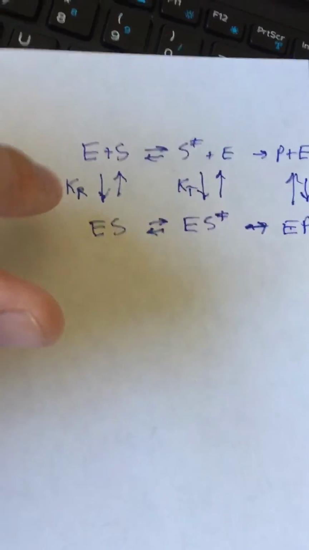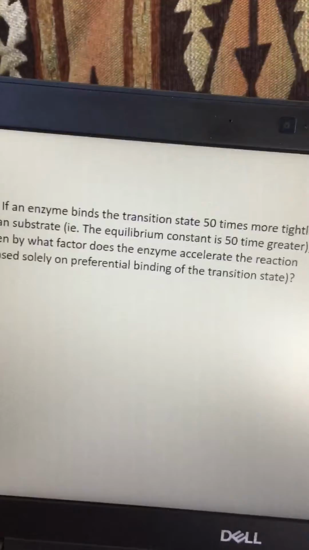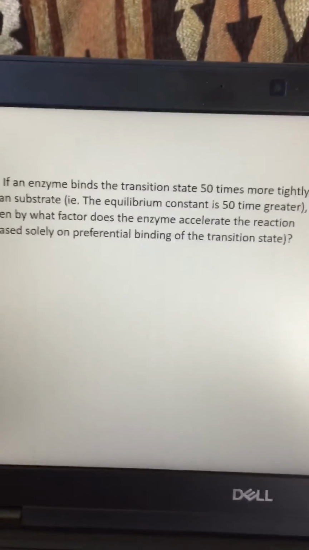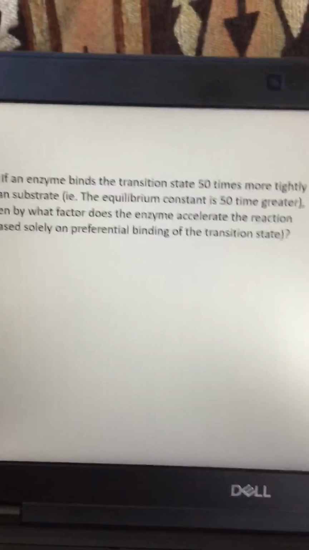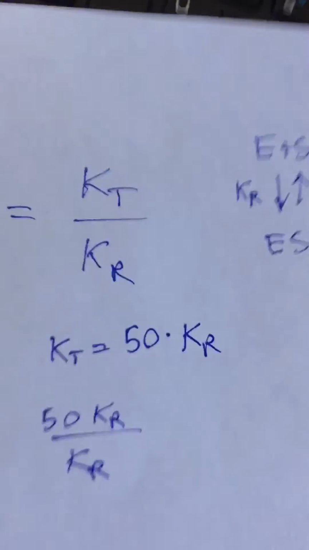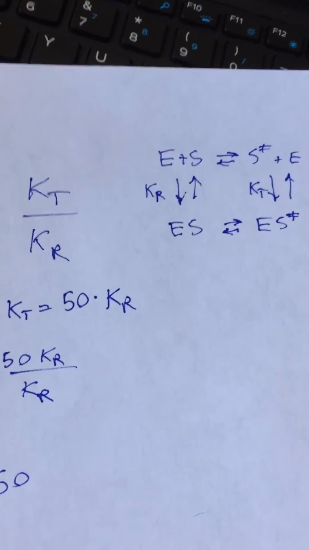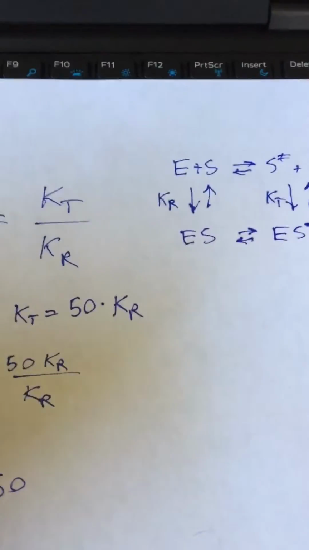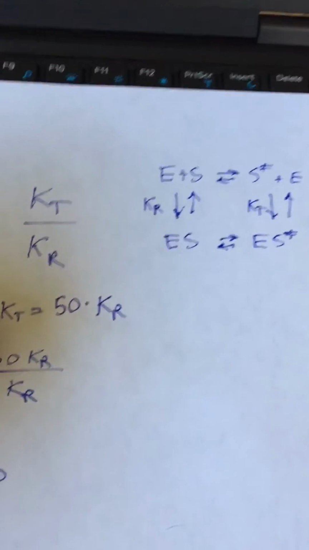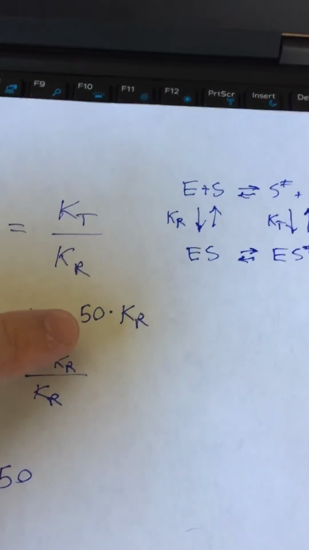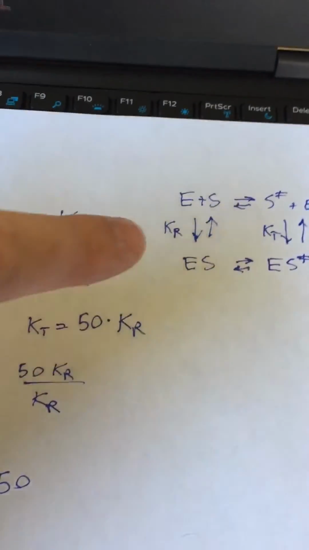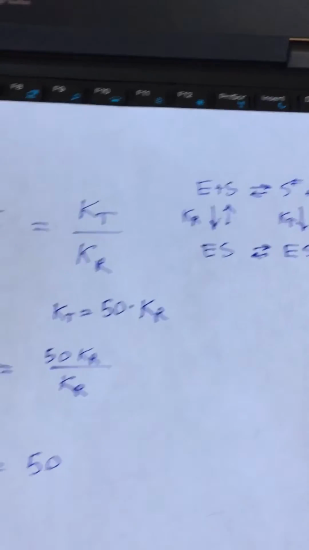So the question now is saying that if the enzyme binds a transition state 50 times more tightly than the substrate, right? Well, what does that mean mathematically? Well, that means that Kt, right? So think about the affinity of our enzyme binding the transition state here. Right? Kt is going to be equal to 50 times Kr, the affinity for the substrate.